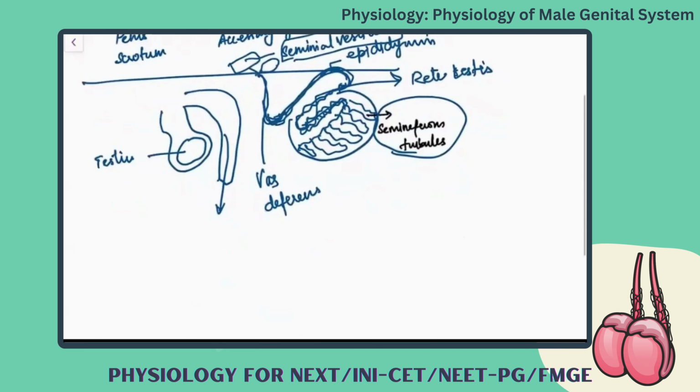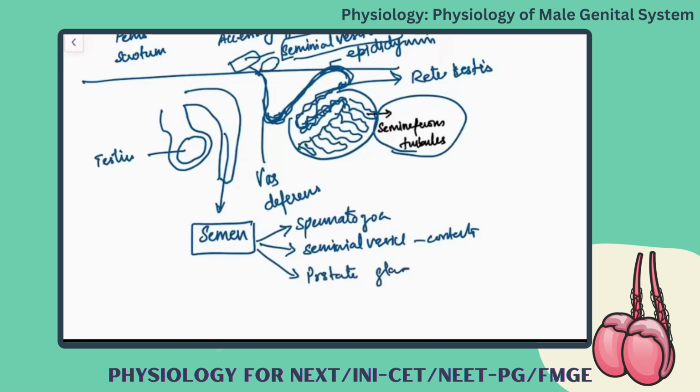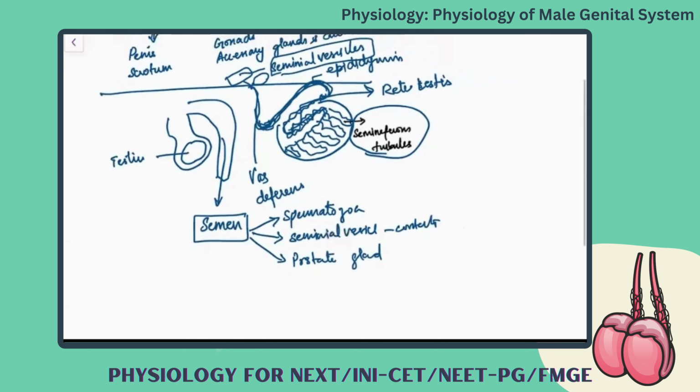So semen, what are all the contents present in the semen? The semen contains spermatozoa, seminal vesicular contents, and the secretions from the prostate gland. Okay, clear? So now we will see spermatogenesis.